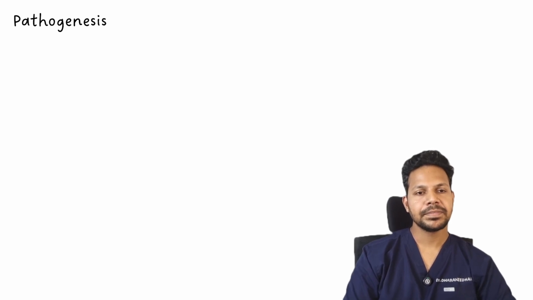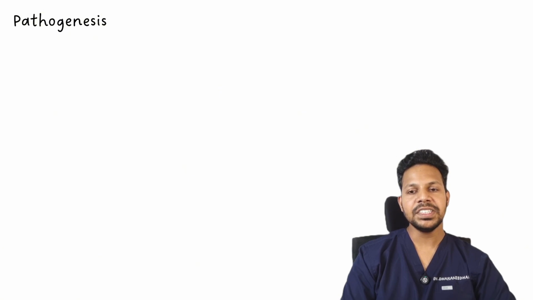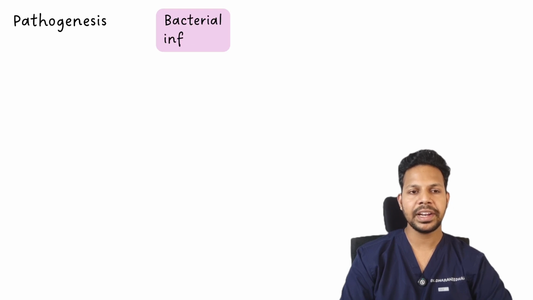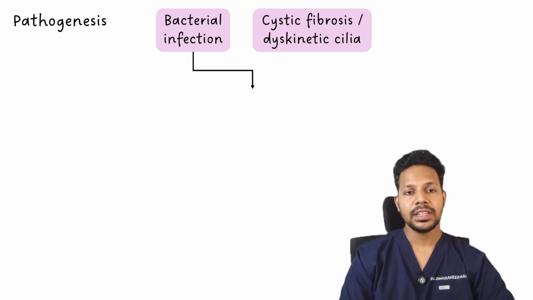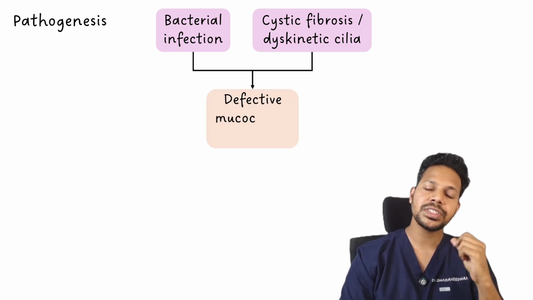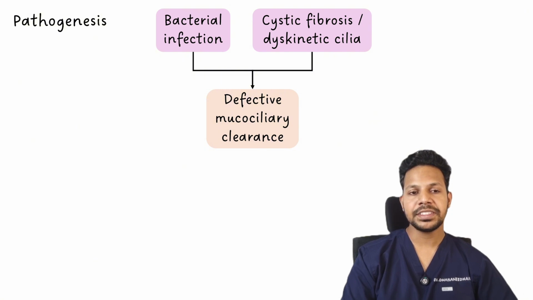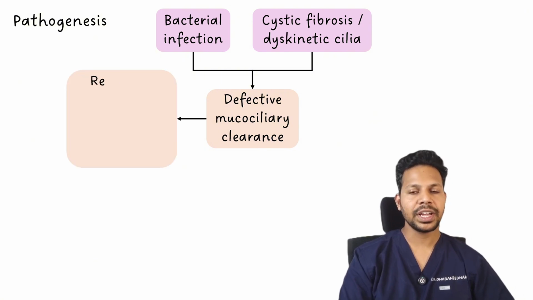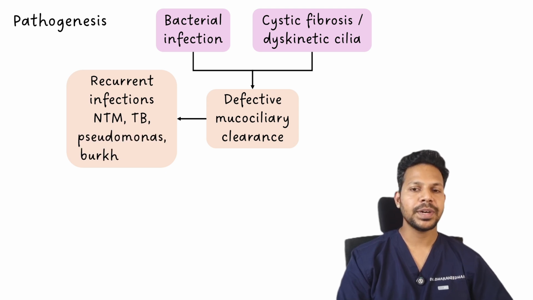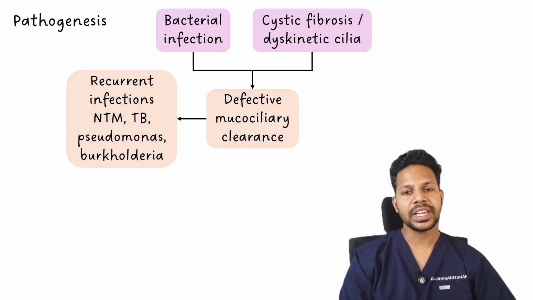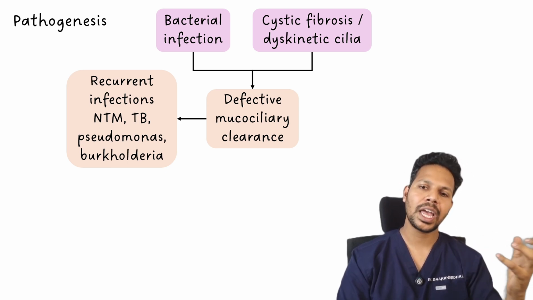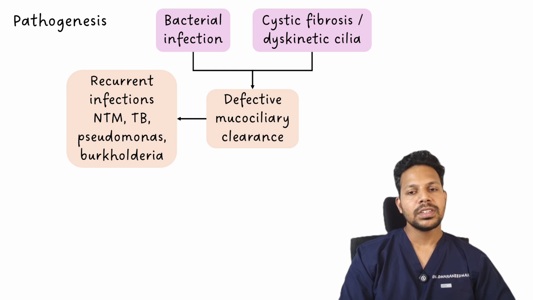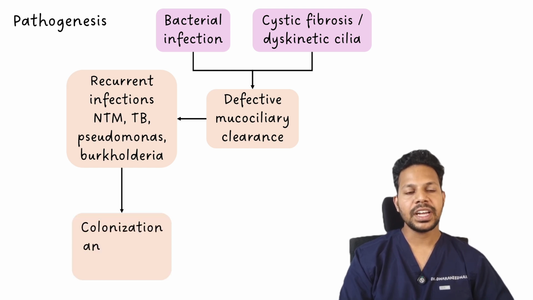Pathogenesis. So this entire vicious circle of bronchiectasis keeps on happening again and again, but there should be a trigger, right? So the initial trigger could be a bacterial infection, or increased susceptibility to bacterial infections can also be there in the patient, or there could be cystic fibrosis or dyskinetic cilia. Either of them can result in defective mucociliary clearance. Defective mucociliary clearance will increase the risk of infections. So recurrent respiratory tract infections, non-tuberculous mycobacteria, Pseudomonas, Burkholderia, and of course other infections like staph, strep, Moraxella, Haemophilus also can be there here. The infections with these organisms will result in colonization and biofilm formation.